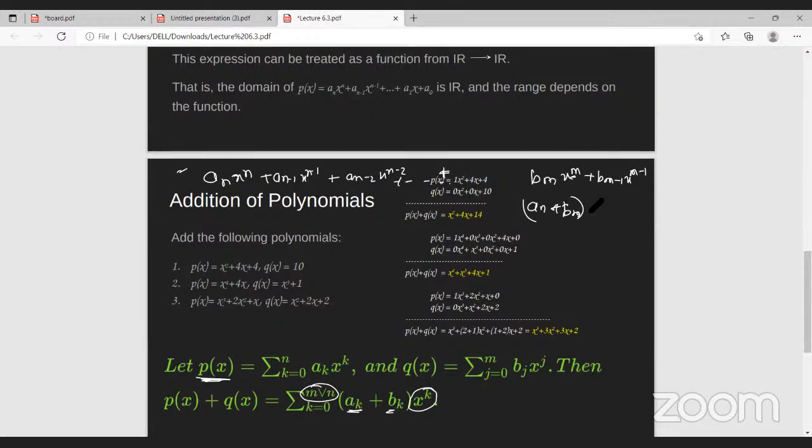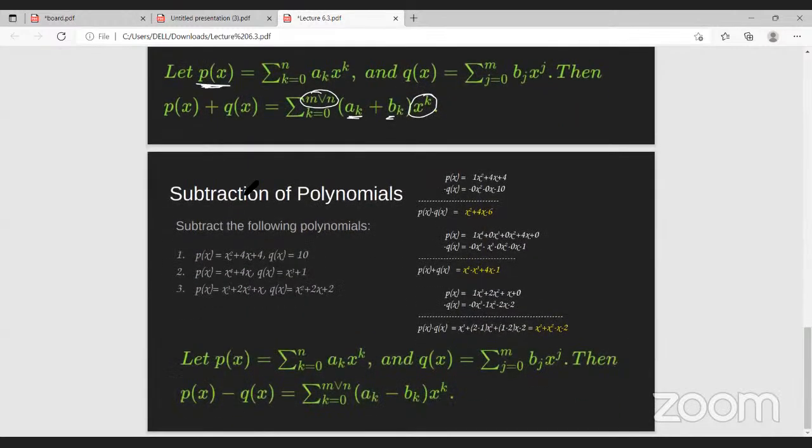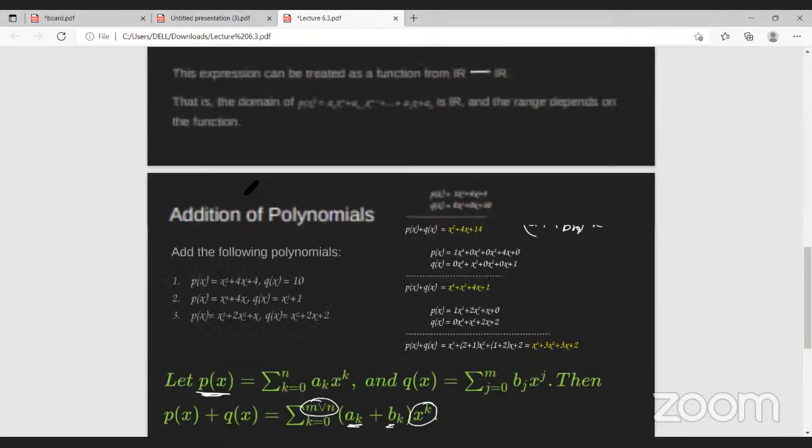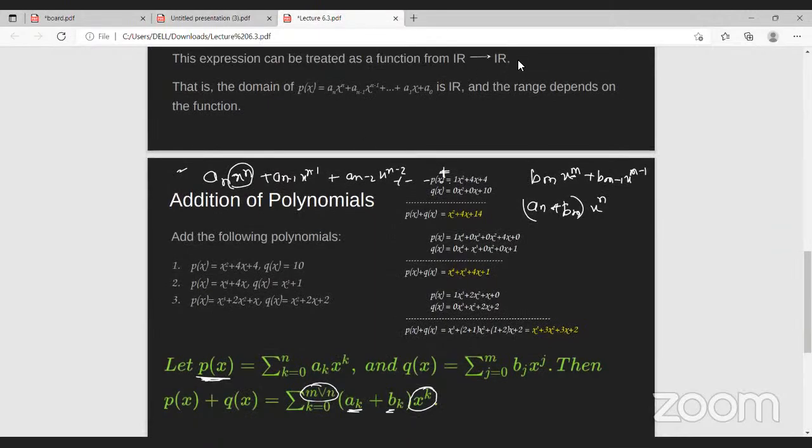If both have the same degree, that is n or m, anything, this is simply adding the coefficients of the variables having the same degree. That's it in both cases. And for subtraction, we are just subtracting it. Okay, but do you understand how to perform addition and subtraction for two polynomials?